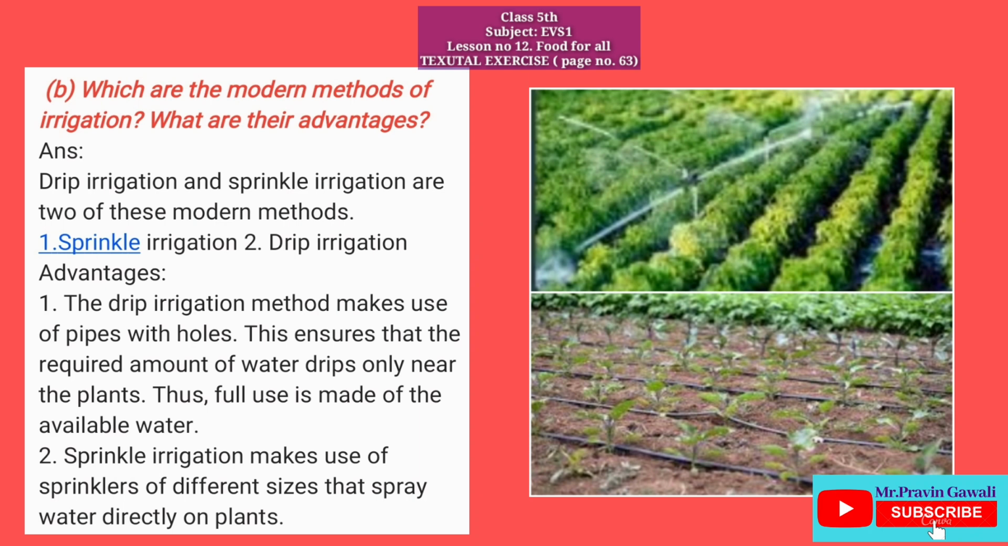Next question. B. Which are the modern methods of irrigation? What are their advantages? The answer is drip irrigation and sprinkle irrigation are two of these modern methods. Advantages. 1. The drip irrigation method makes use of pipes with holes. This ensures that the required amount of water drips only near the plants. Thus, full use is made of the available water. Second, sprinkle irrigation makes use of sprinklers of different sizes that spray water directly on plants.